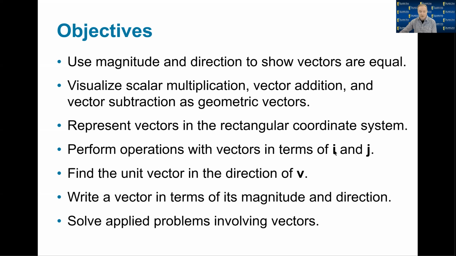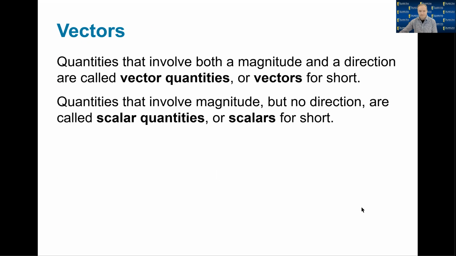i is going to be the horizontal displacement. j is going to be the vertical displacement. And then find the unit vector in the direction of v. And then we will write a vector in terms of its magnitude and direction. That's important. And then lastly, most important is to be able to solve applied problems involving vectors. Okay, so first up, a vector.